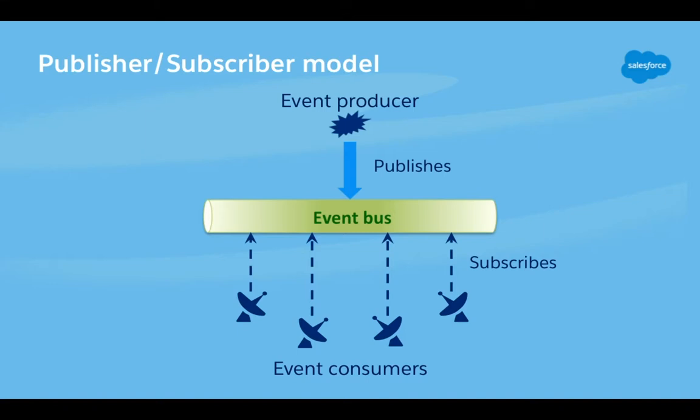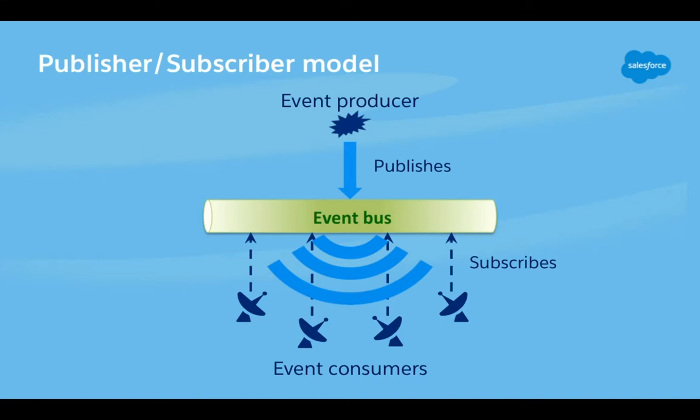When an event producer publishes a message to the event bus, the event bus is intelligent enough to find the active subscribers. It will broadcast to any listening consumer which has subscribed to this particular type of message. That's how, in short, the pub-sub model works.